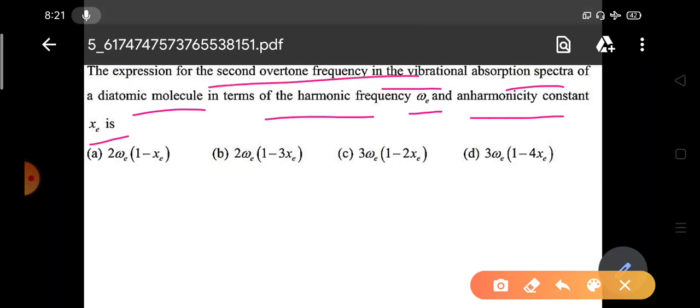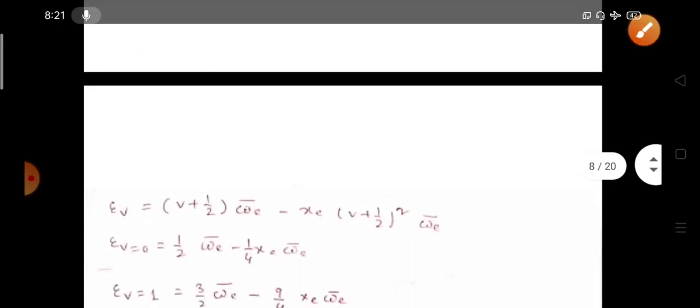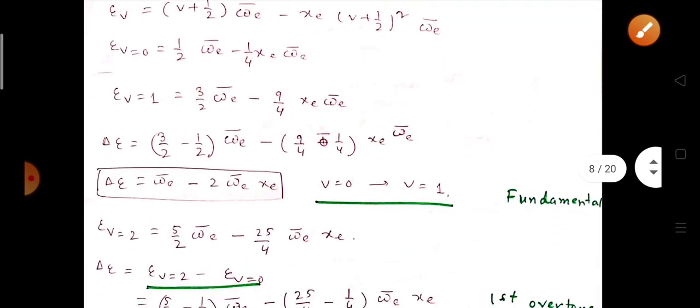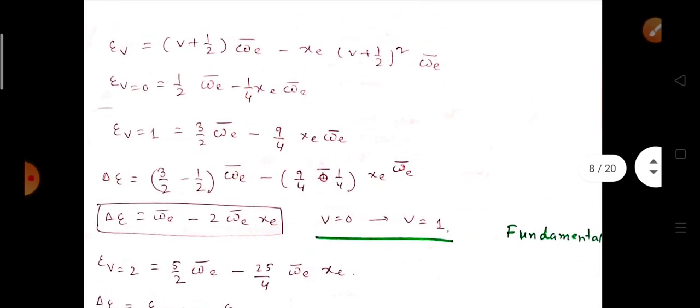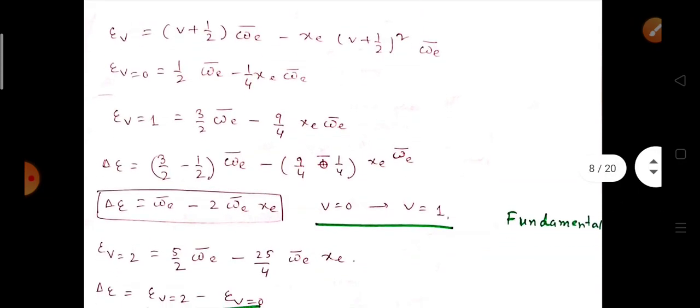So you have to find out what is the second overtone frequency, or what is the expression for it, in the vibrational absorption spectrum of a diatomic molecule, where the harmonic frequency is omega e and the anharmonicity constant is xe. In this video also we will talk about vibrational spectra, and we have also done the IR spectroscopy or vibrational spectroscopy video separately. I will give you the link.